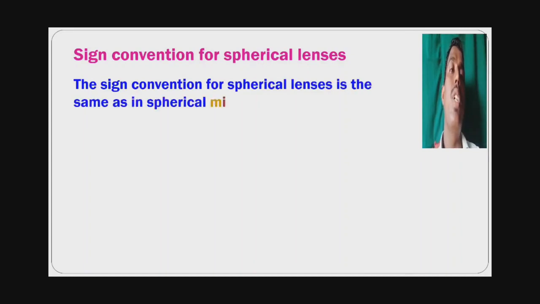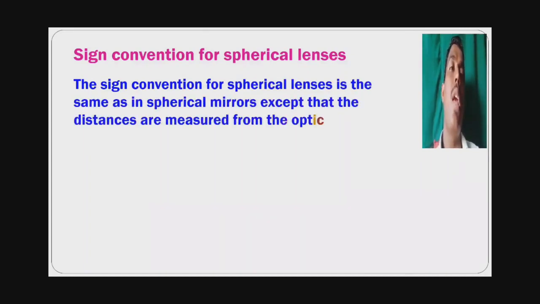Sign convention for spherical lenses. Now we will see the sign convention for spherical lenses. The sign convention for spherical lenses is the same as for spherical mirrors, except that the distances are measured from the optic center. In the case of spherical mirrors, all the distances are measured from the pole. Here, all the distances parallel to the principal axis are measured from the optic center.